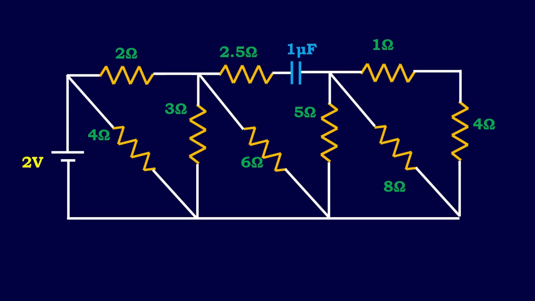Let us begin by observing the circuit closely. We have a battery, a network of resistors, and a capacitor connected as shown. Our objective is to determine the current flowing through the circuit.